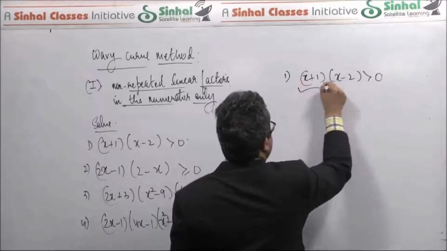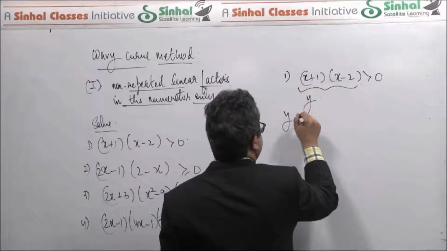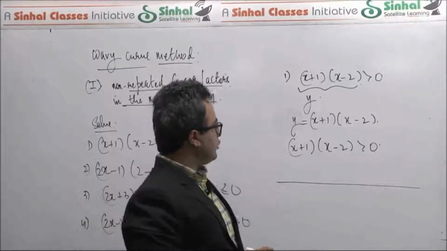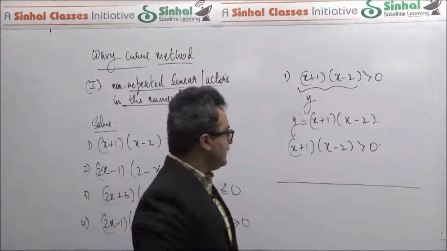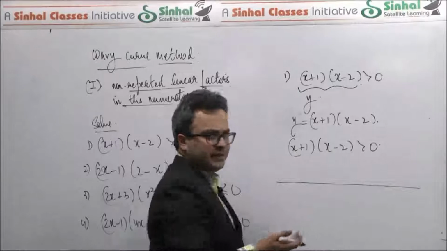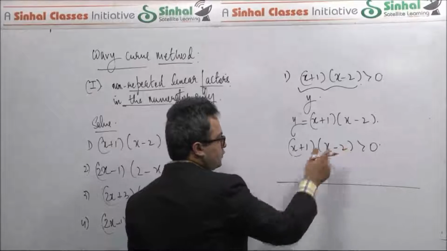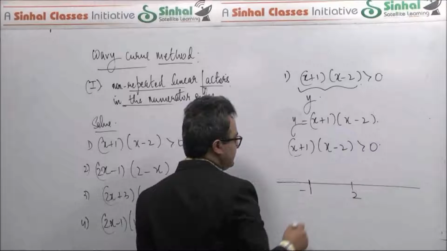Right? So let's call this expression y. The coefficient of x in each linear factor is anyway positive. It's 1 and 1, so that is okay. Then what are my critical points over here? The root for this linear factor is obviously minus 1, and for this factor is 2. So I'll plot these values on the number line. That's the third step taken care of.